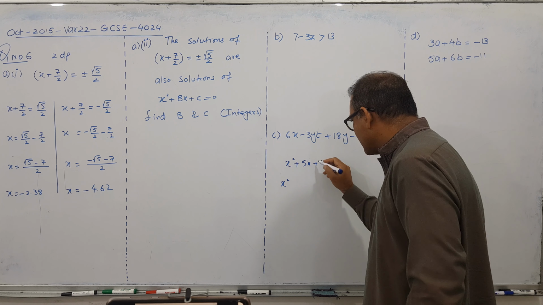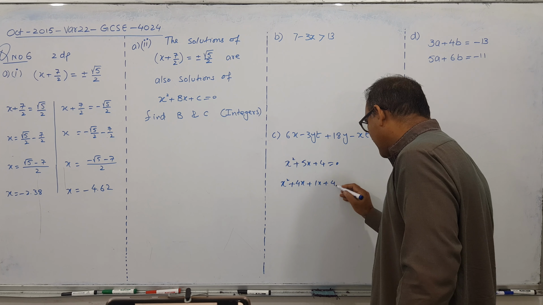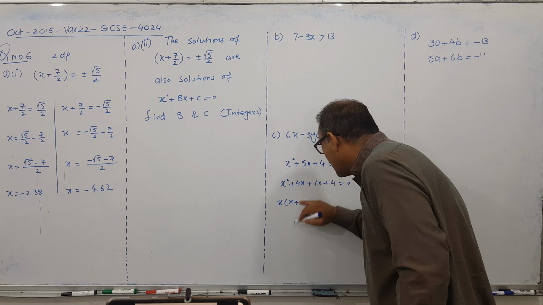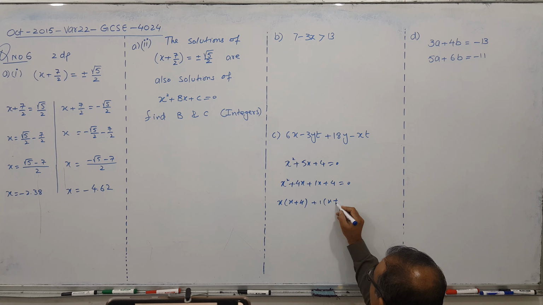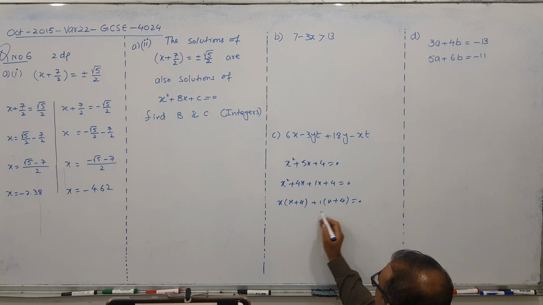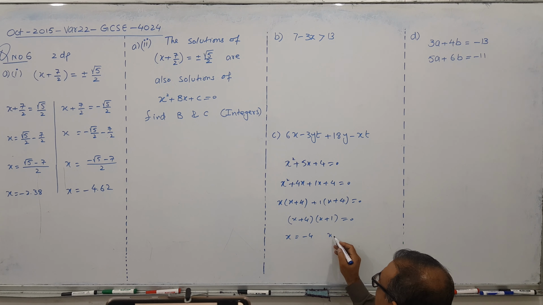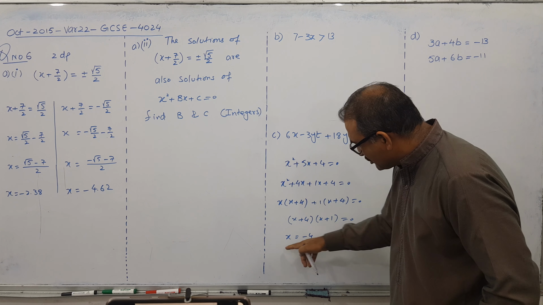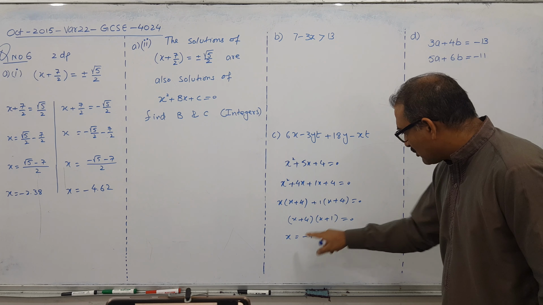So 4 ones are 4. You know factorization: 4x plus 1x. From here I take common x, I am getting x plus 4, and similarly from here 1 common, I am getting x plus 4. So they match. It means (x plus 4)(x plus 1) equals 0. I got 2 answers, minus 4 and minus 1. So you have an equation, you solve it, and these are called solutions.